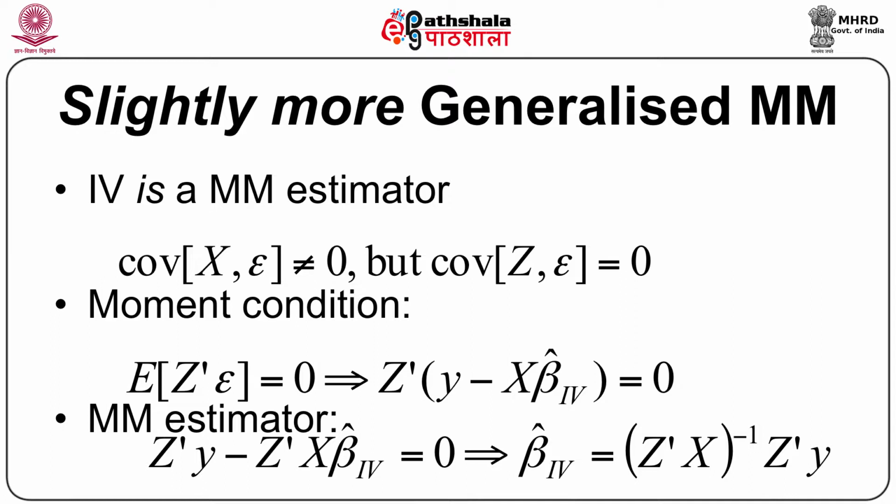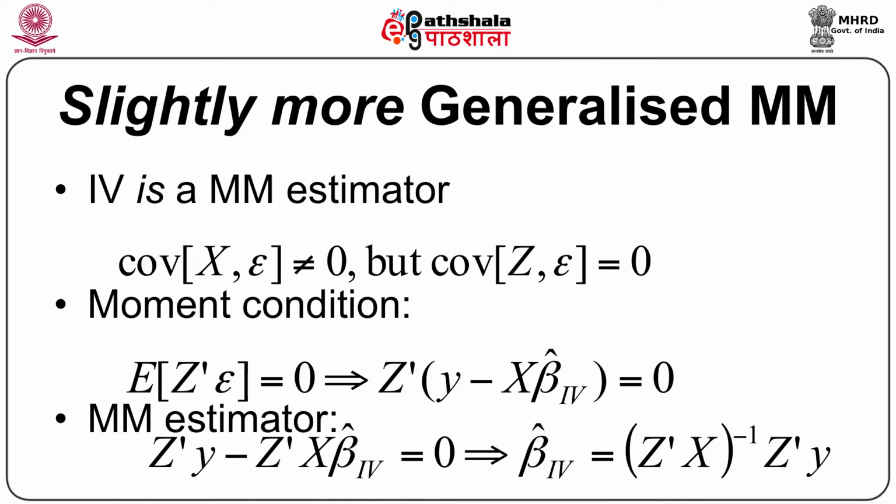Now, if the covariance between x and epsilon is not equal to 0, then you have to find an instrument Z such that the covariance between Z and epsilon is equal to 0, that is, the expectation of Z prime epsilon equals 0, or Z prime (y minus x beta hat) is equal to 0. Using this condition, you get Z prime y minus Z prime x beta IV equal to 0, or beta IV equals (Z prime x) inverse Z prime y, that is the instrumental variable estimator of beta.